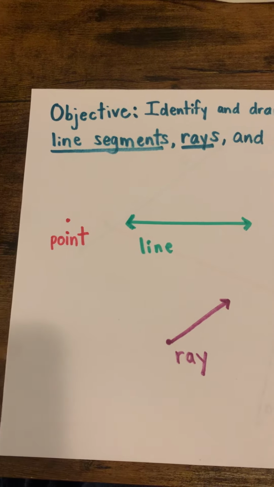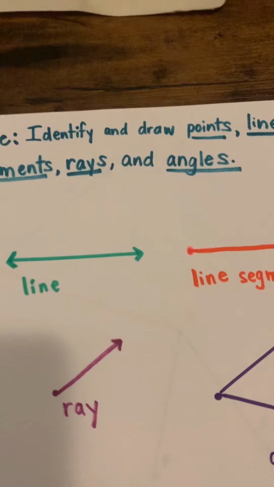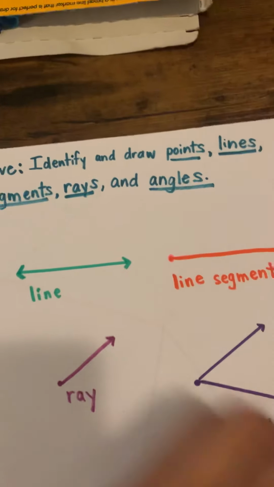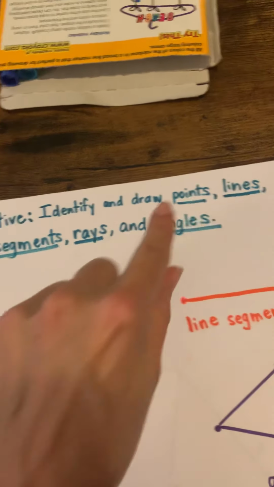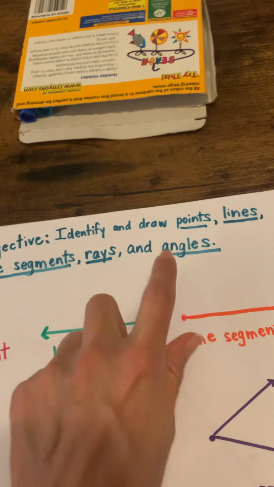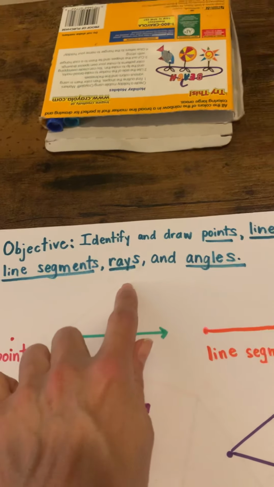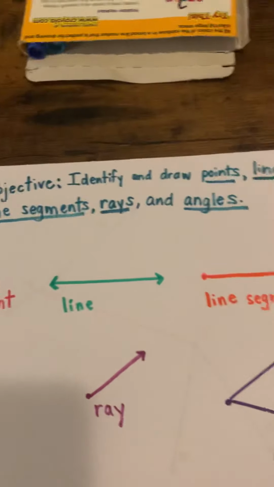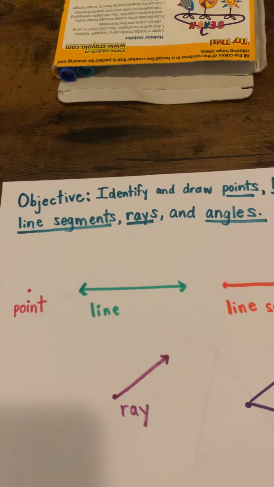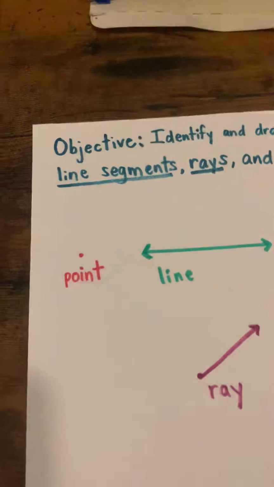So our objective, which is our lesson goal that we're going to be learning about today, is to identify, which means to know the name of, and draw points, lines, line segments, rays, and angles. These are the vocabulary words for math that you need to understand for this lesson. So again, it's points, lines, line segments, rays, and angles. And I'm going to show you what each one looks like and give you some information about it.